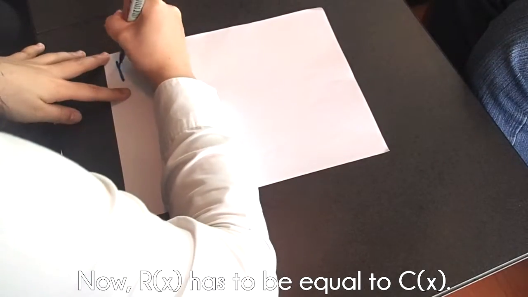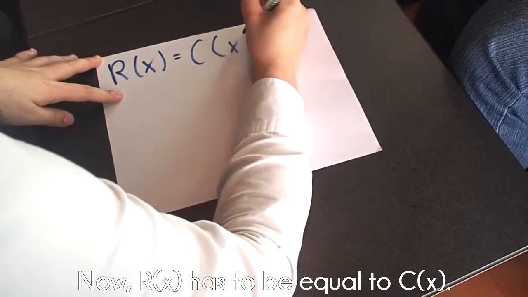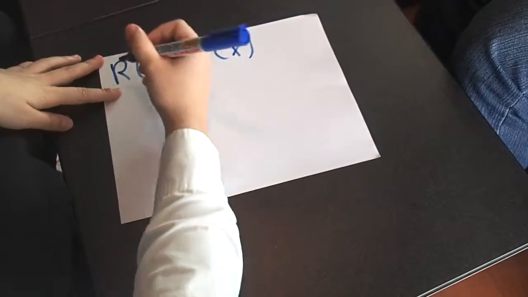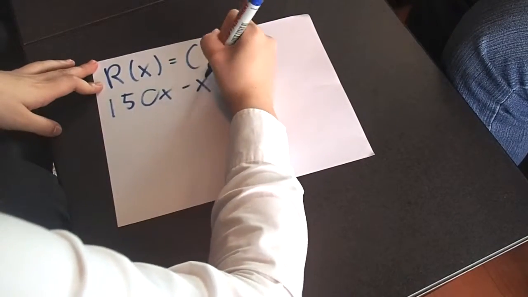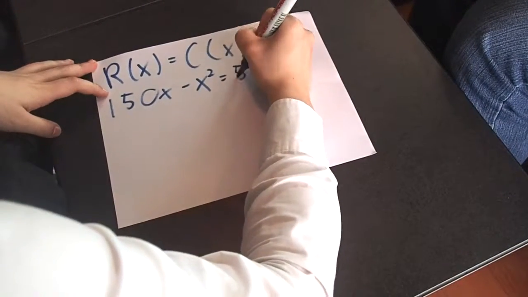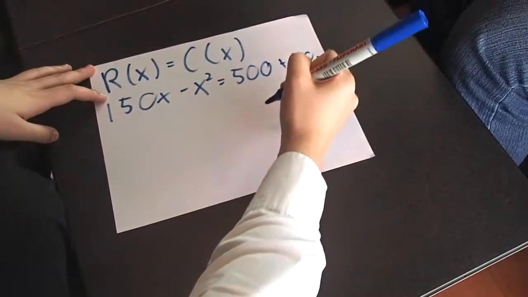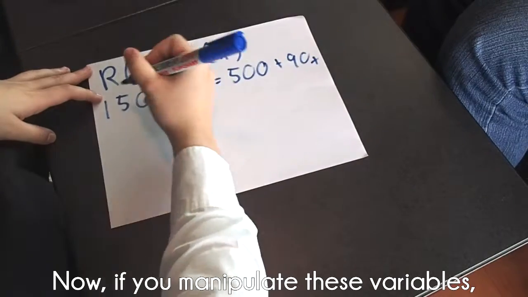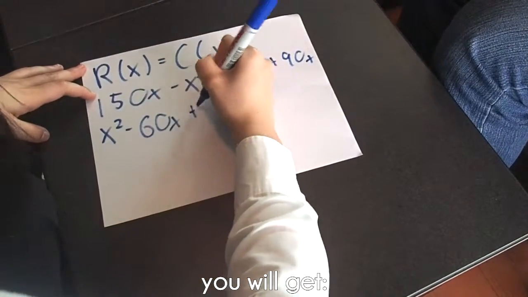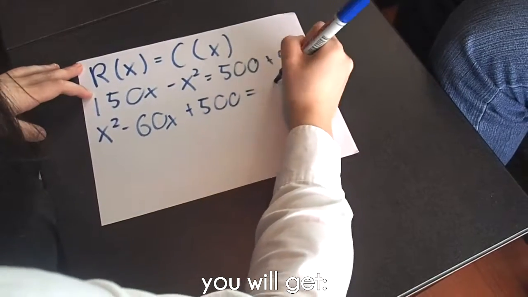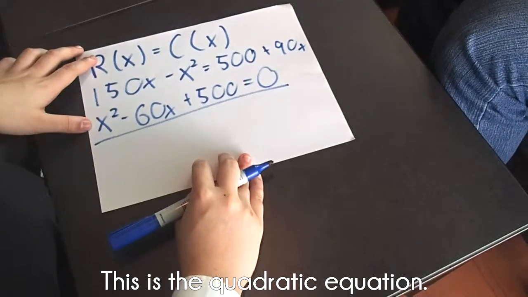Now, again, Rx has to equal Cx. From the figures I gave you a while ago, 150x minus x squared is equal to 500 plus 90x. Now, if you manipulate these variables, you will get x squared minus 60x plus 500 equals 0. This is what you will recognize as the quadratic equation.